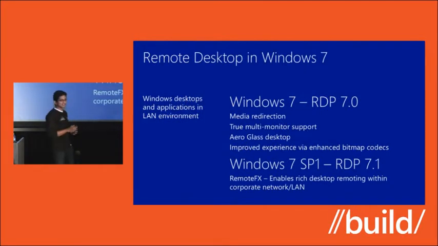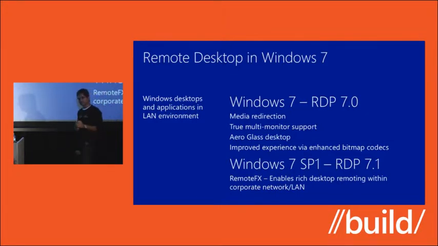A quick show of hands, who here is familiar with how Remote Desktop Protocol has evolved over the multiple Windows releases? Fair enough, there are a few in the audience that are familiar with RDP. So let me start with a quick overview of what has happened in the past, what are the capabilities that Windows 7 and Windows 7 SP1 introduced in the remoting space, before we go into the details of what is new in Windows 8. The version of the protocol that shipped in Windows 7 was Remote Desktop Protocol 7.0.